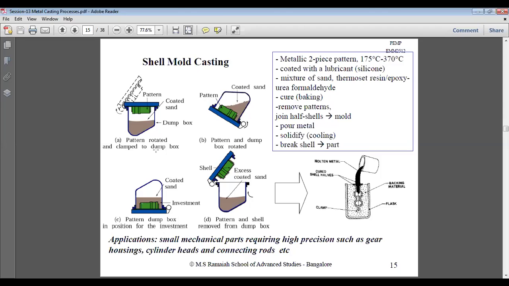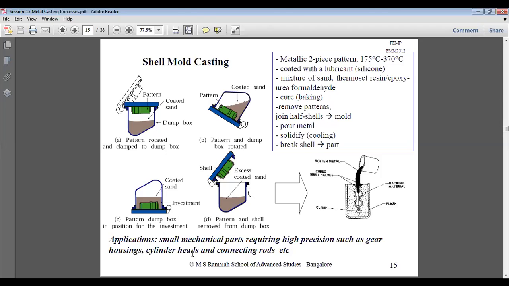Pattern rotated and clamped to dump box, dump box rotated, shell removed from dump box. So this is shell mold casting, and applications are small mechanical parts requiring high precision, such as gear housings, cylinder heads and connecting rods. These are automobile parts and mechanical parts that are basically made by shell mold casting. We have gear housings, covers and protective gears. The covers and the outer shell of the gears are made by shell mold casting.